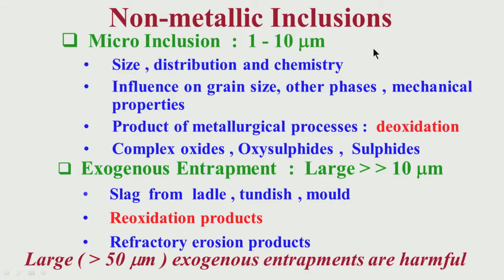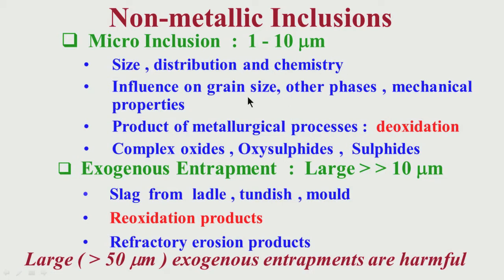Normally they are in the size range of 1 to 10 micron, and the resolution of our eye is 100 micron, 0.1 millimeter. So inclusions of this size, which are called micro inclusions, we cannot see with the normal eye; they have to be seen under the microscope. What the different techniques are, we will go into later. But what is important here is their sizes, their distribution, their chemistry, what types of inclusions are there, and what is the amount of inclusions.